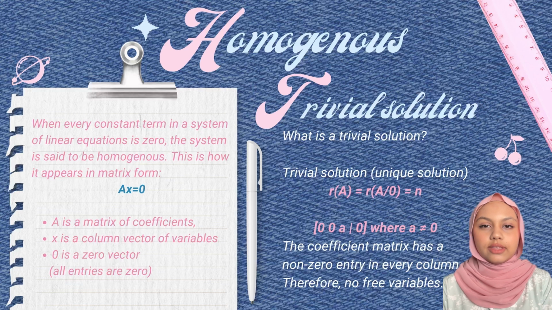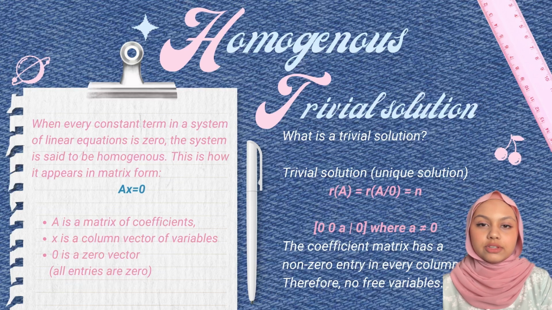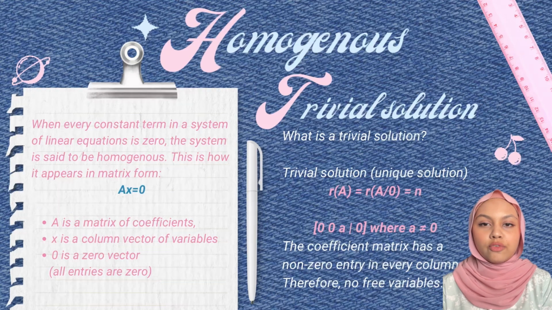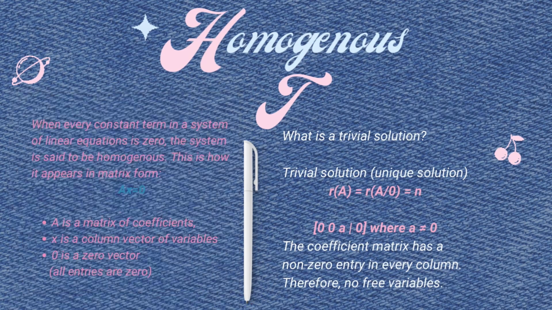A homogeneous system is divided into two categories, which are trivial and non-trivial solutions. A trivial solution is a unique solution, which is when rank A equals rank of the augmented matrix A|0 equals n, where n is the number of columns in matrix A. From a matrix with rows 0, 0, A|0, where A is not equal to 0, the coefficient matrix has a non-zero entry in every column, therefore no free variables.